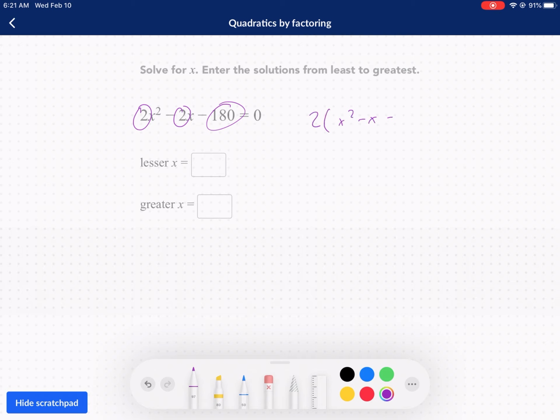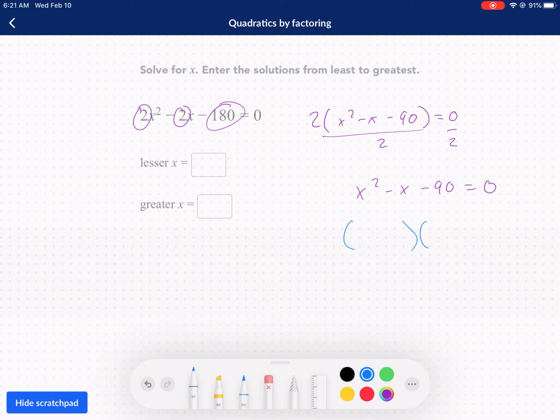Equals, I divide it by 2, and I get 90. Equals 0. And then we divide by 2. Essentially, you can take it out. When you factor it out and then divide by 2, 0 divided by 2 is always going to give you 0. So we're just left with x squared minus x minus 90 equals 0. Now we're going to factor from here.